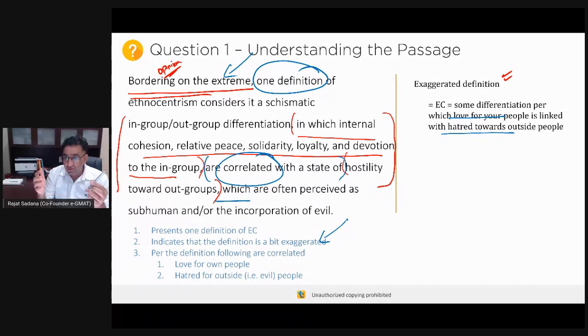Just from a show of votes, how many of you were able to extract all of this from this definition? Okay.